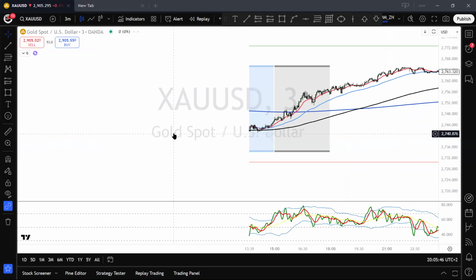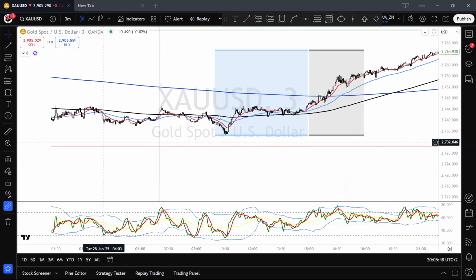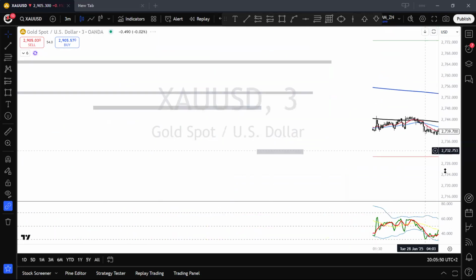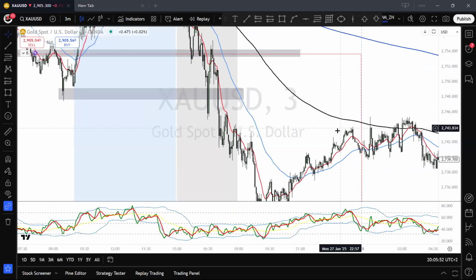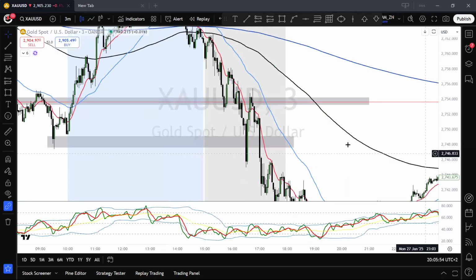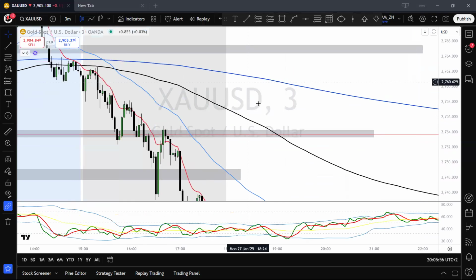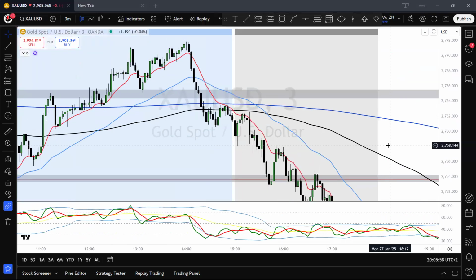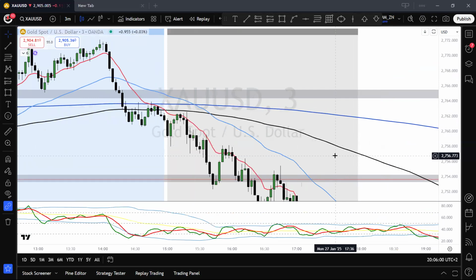So on the 3-minute, what am I looking for? I'm looking for the same thing. I'm looking for price to retrace into my 13 EMA and give me a pin bar, doji, bearish engulfing, or inside bar.